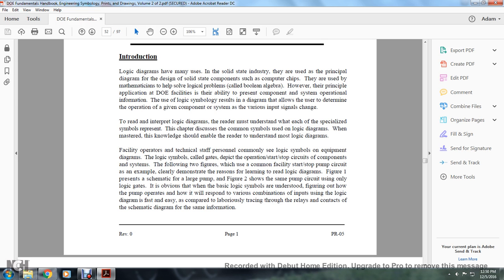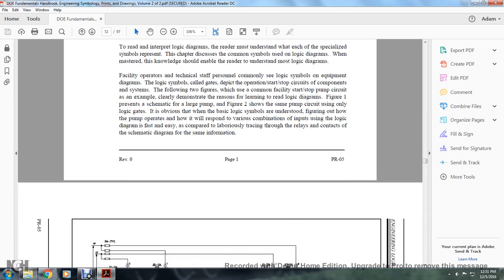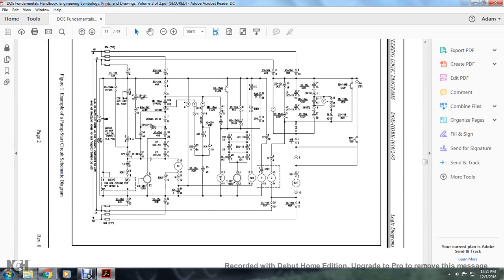Figure 1 represents the schematic of a large pump. Figure 2 shows the same pump circuit using only logic gates. Once the basic logic symbols are understood, figuring out how the pump operates and how it will respond to various combinations of inputs using a logic diagram is fast and easy, compared with laboriously tracing through relays and contacts of schematic diagrams for the same information.